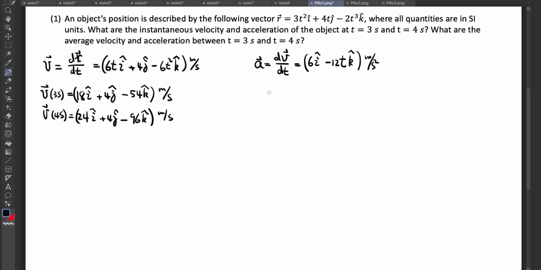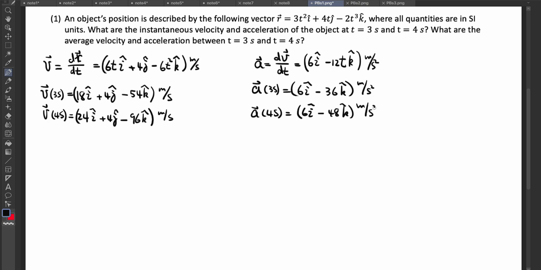meters per second. Now let's do the acceleration a. So acceleration a at 3 seconds equals 6 i hat minus 36 k hat meters per square second. The acceleration at 4 seconds equals also 6 i hat minus 48 k hat meters per square second. Okay, so those are instantaneous quantities.